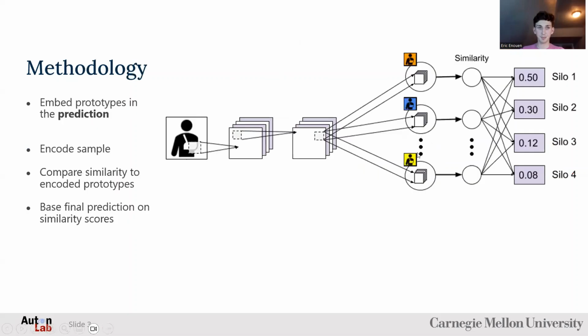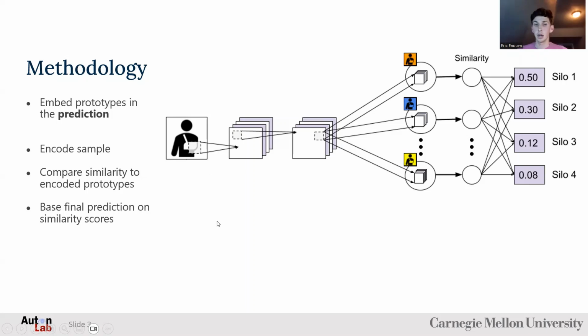And so the approach that we use is that we try to embed prototypes in the prediction. So we initialize a prototype for each silo as the mean patient that is inside of that silo in their training data set. And our goal is to first encode our sample X and then compare its similarity to each of these using an inverted L2 distance, and then utilize these similarities for our final predictions for a weighting for each silo.